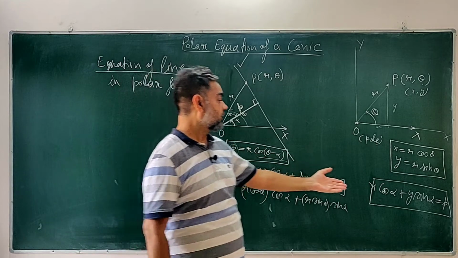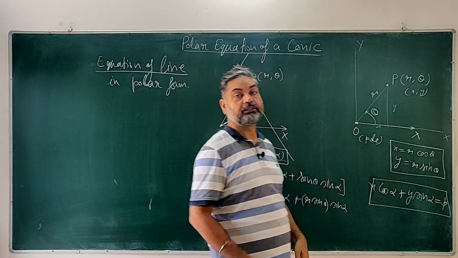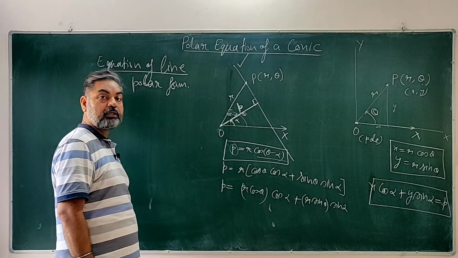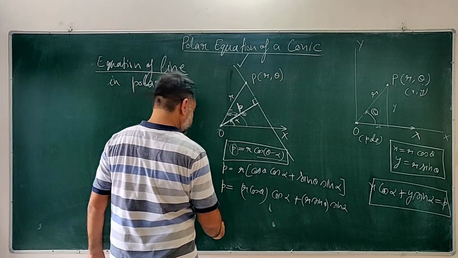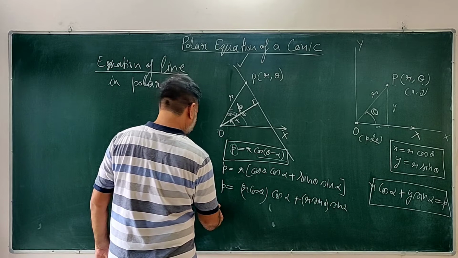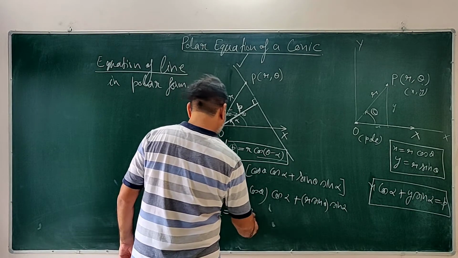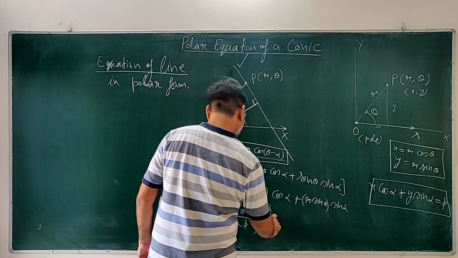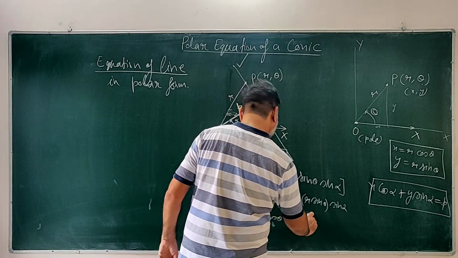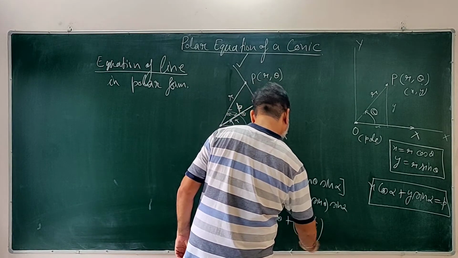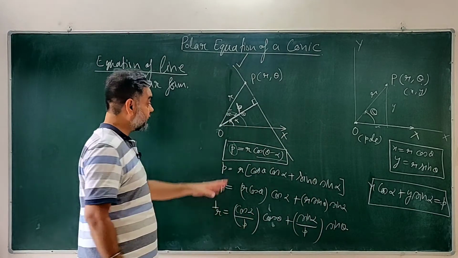So from the equation of a straight line in Cartesian form, by putting x is equal to r cos theta and y is equal to r sin theta, you can reduce the equation of the straight line into the polar form. So this equation can further be written as 1 over r is equal to (cos alpha over p) cos theta plus (sin alpha over p) sin theta, and cos alpha and p are constants.